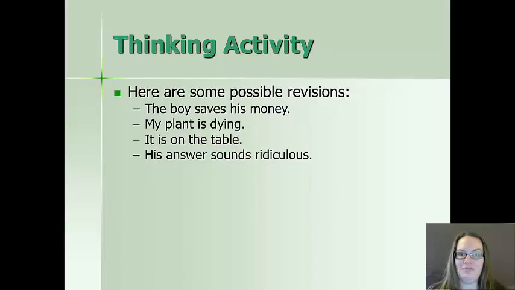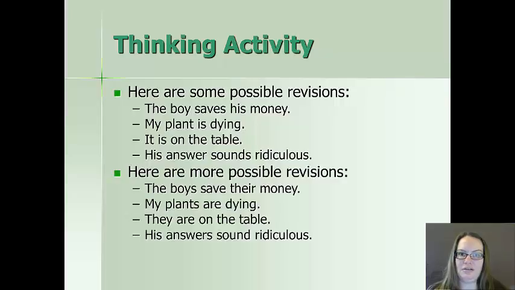Here are some possible revisions. The boy saves his money. My plant is dying. It is on the table. His answer sounds ridiculous. Here are some more possible revisions. The boys save their money. My plants are dying. They are on the table. His answers sound ridiculous. These are all violations of subject-verb agreement in the violations that we saw.